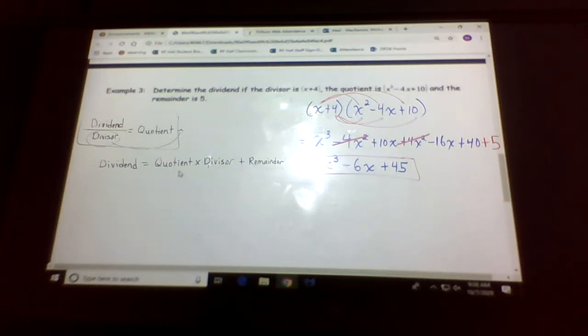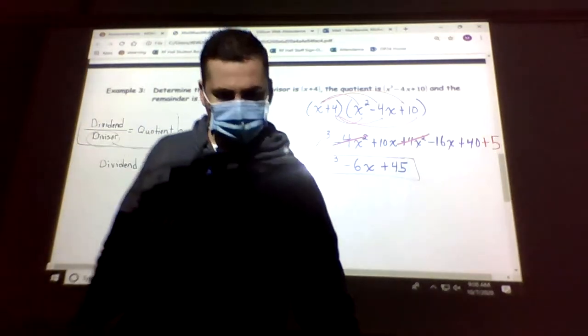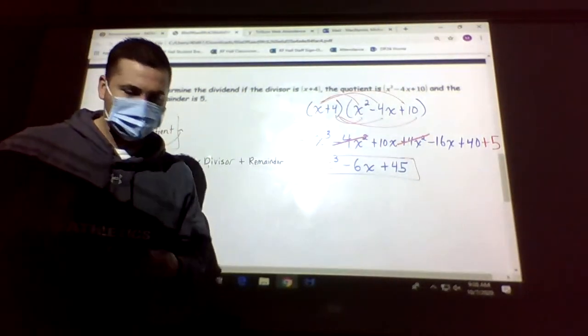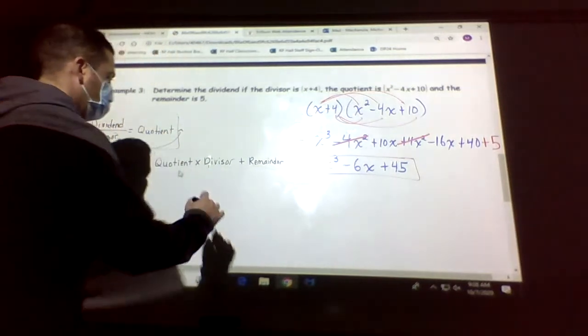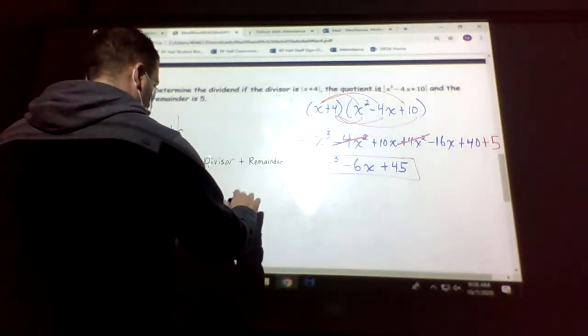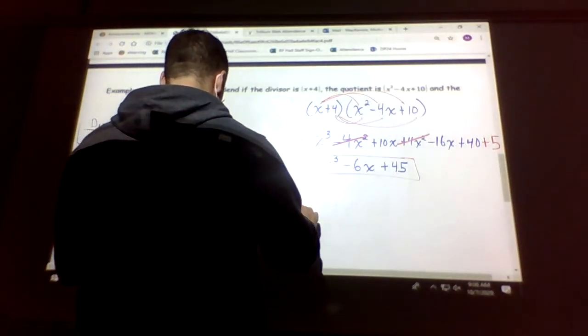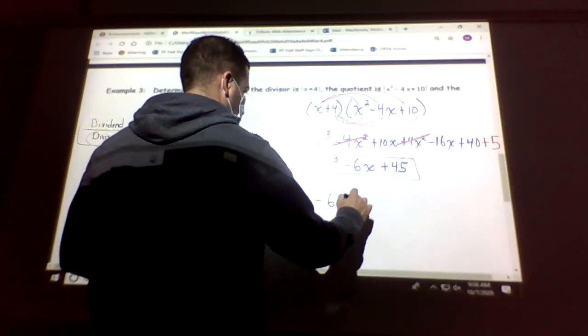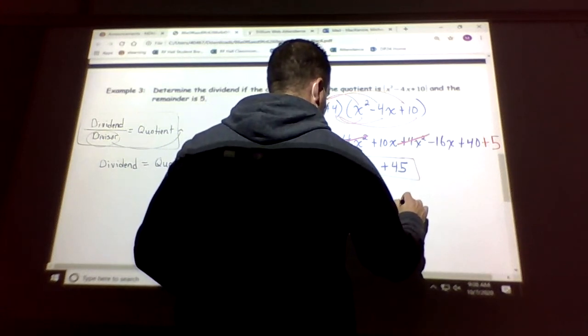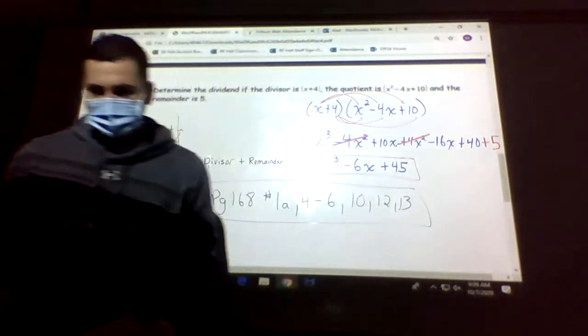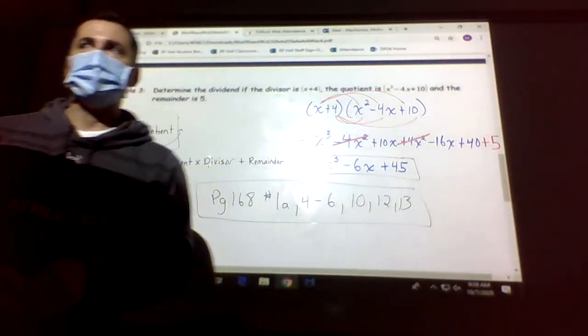Did I put the homework at the bottom of the page? No? Page 168, 1A, 4 to 6, 10, 12, 13. There are some tricky ones. Do your best. And we'll ask questions.